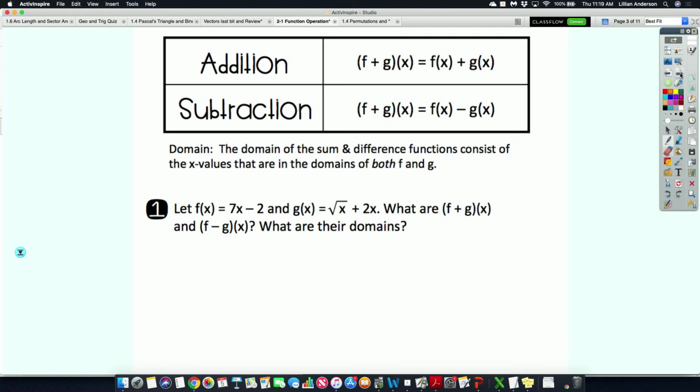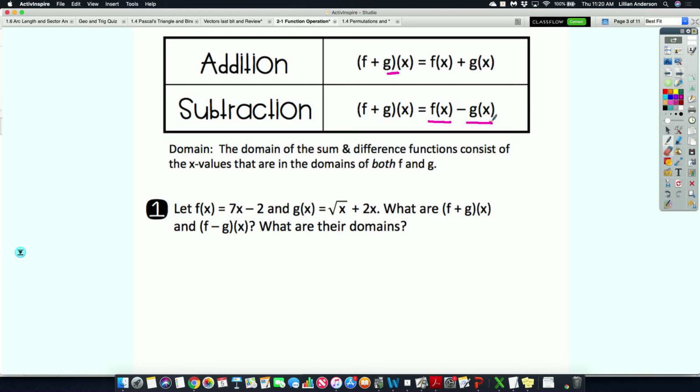Do not be confused. This right here does not mean multiplication. It literally means I'm taking the f function and adding it to the g function. I'm taking the f function and subtracting the g function, okay? So after you add them together, you might have to combine like terms at the end, and then that's it, adding and subtracting. So we have two functions, f of x equals 7x minus 2, g of x equals square root of x plus 2x. What are f plus g of x and f minus g of x?